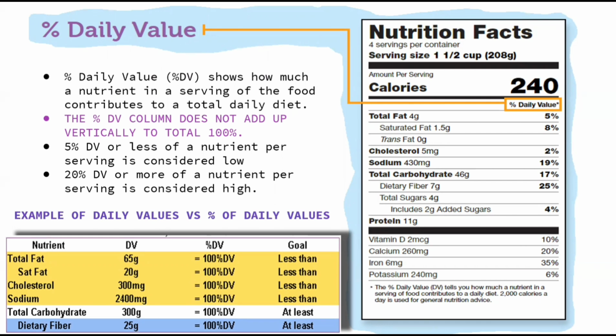100%. If the label says one serving of food contains 1.5 grams of saturated fat, then the percentage of daily value for saturated fat for the specific food is 8%. That means the food contains 8% of the maximum amount of saturated fat an average person should consume in one day. As you can see, 3 of the nutrients do not have a percentage of daily value.